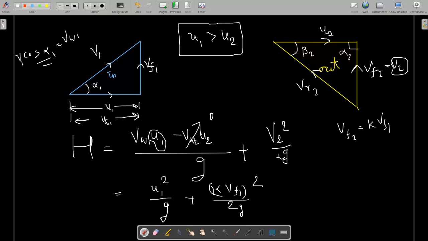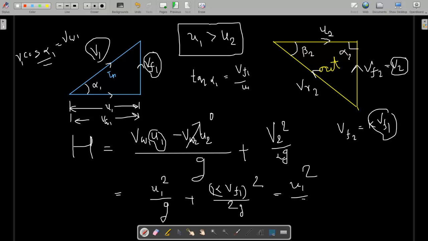Now what is Vf1? Vf1 is from this inlet velocity triangle. You can say that the sine component is of V1 and the horizontal component is U. So I can write tan alpha 1 is equal to Vf1 divided by U1. So I am writing here U1 square by g plus K square into Vf1, that is U1 square tan square alpha 1, divided by 2g.